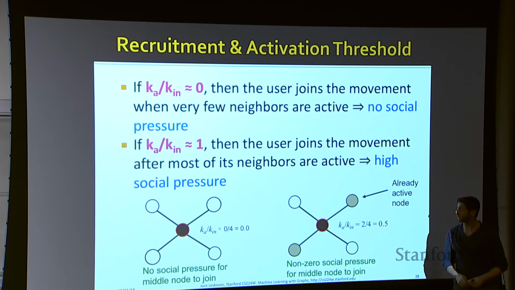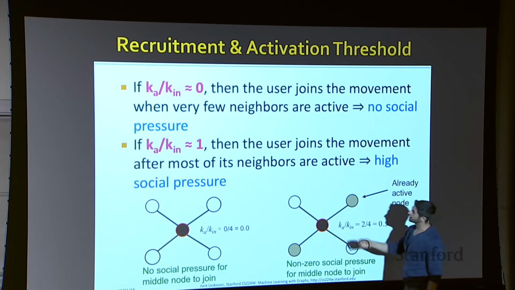Okay, now let's go and see the different recruitment strategies that they had. So this is basically putting in numbers what I already explained to you. So if the ratio is close to 0, then our user will join the movement when very few neighbors are active, no social pressure in that case.